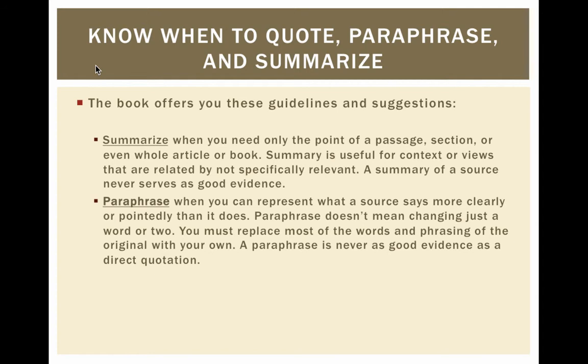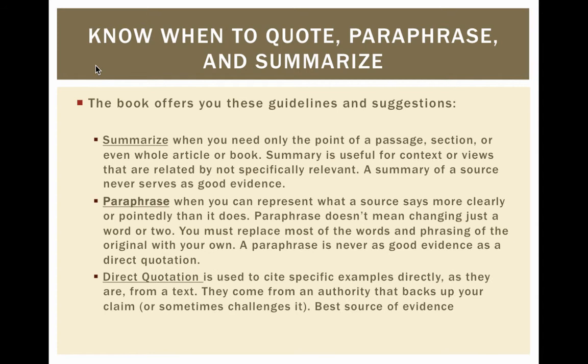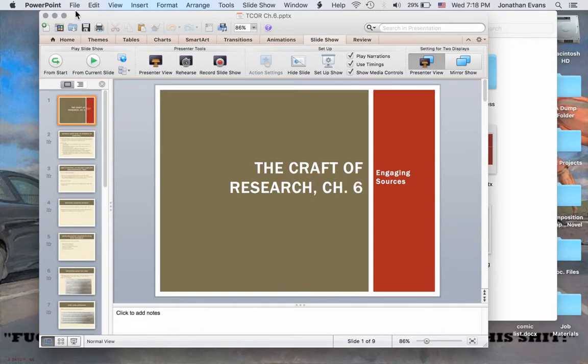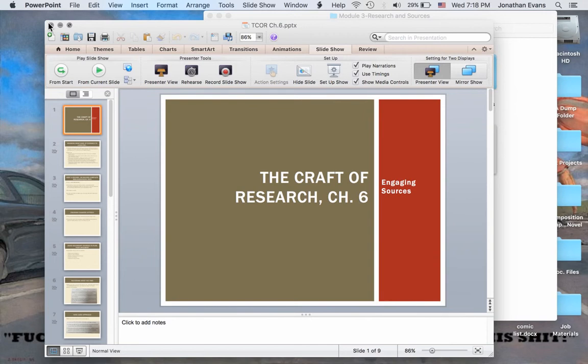It's never as good as a direct quotation, but also like a direct quotation, paraphrasing does require an in-text citation in MLA. And then, of course, a direct quotation is typically the best kind you can do if you can directly quote something from a source material. It says here it is used to cite specific examples directly, as they are from the text. So it's word for word. We indicate that with quotation marks. They come from an authority that backs up your claim or sometimes challenges it, and this is the best kind of evidence. All right, so those are the things I want you to really take away from chapter 6 and keep in mind going forward. And we will be talking more about this in class as we go forward.